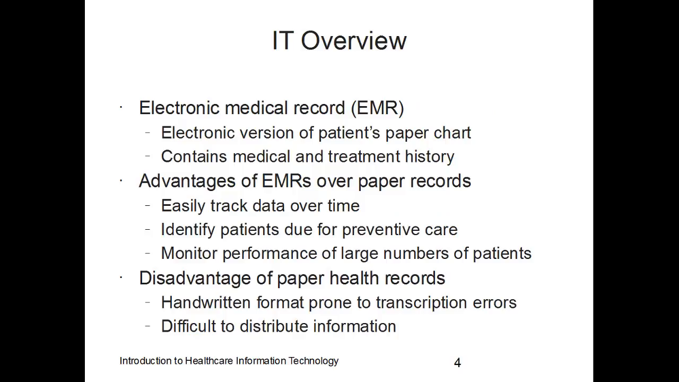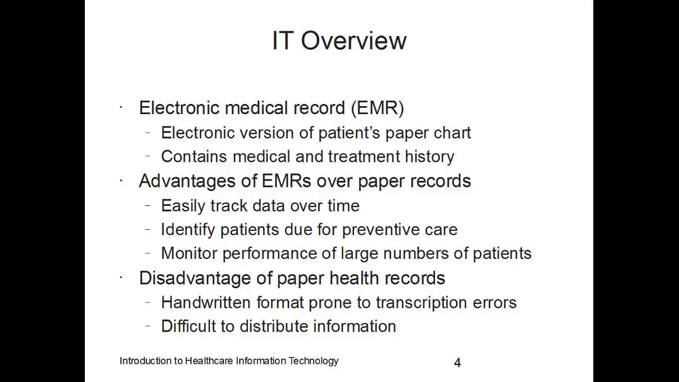An IT overview. One of the types of records you can have for a patient is an EMR, electronic medical record. This is basically an electronic version of the patient's paper chart, and it will contain the patient's medical and treatment history. Of course, there are advantages of having an EMR over a regular paper record. You can easily track data over time in an electronic file, you can identify patients for preventative care, and you can monitor the performance of a large number of patients in a very short amount of time if you're able to sort through this information electronically.